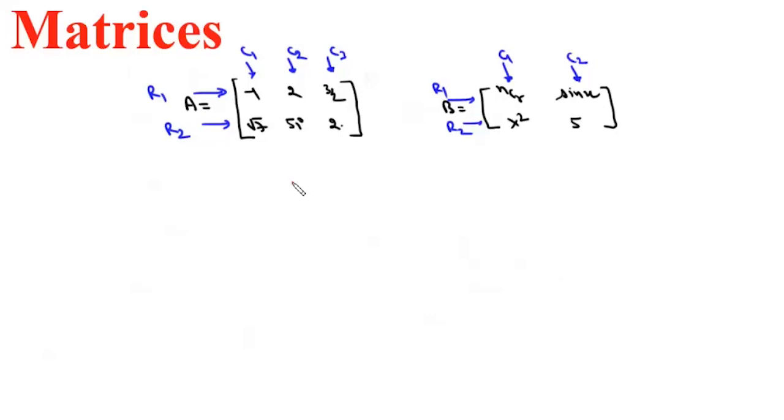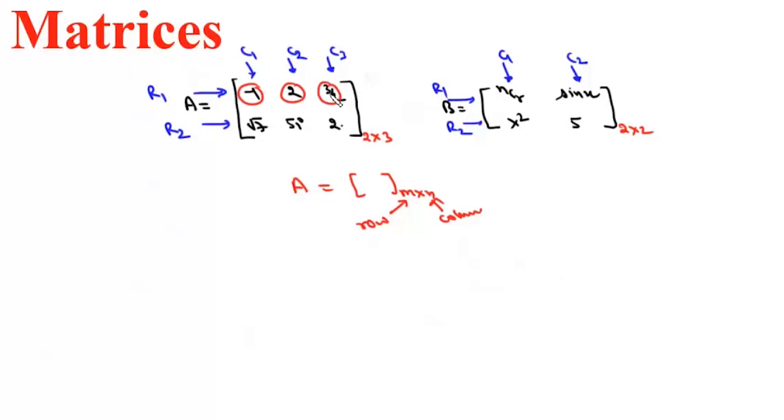Now any matrix is characterized by two things. First is its order, and we write order as m cross n, where m represents the number of rows and n represents the number of columns. Now in this case, since we have two rows and three columns, its order is 2 cross 3. For this one, we have two rows and two columns. Its order is 2 cross 2, and then it is characterized by different elements.